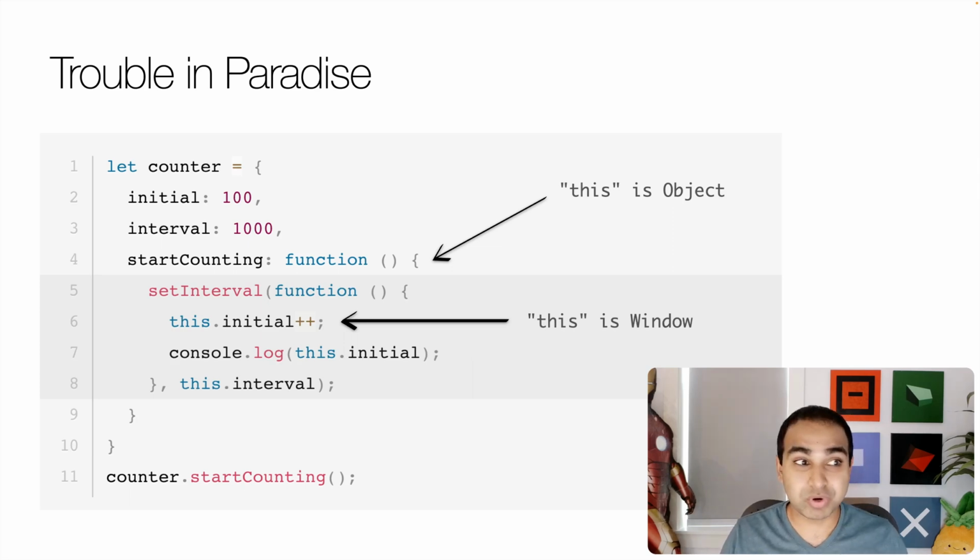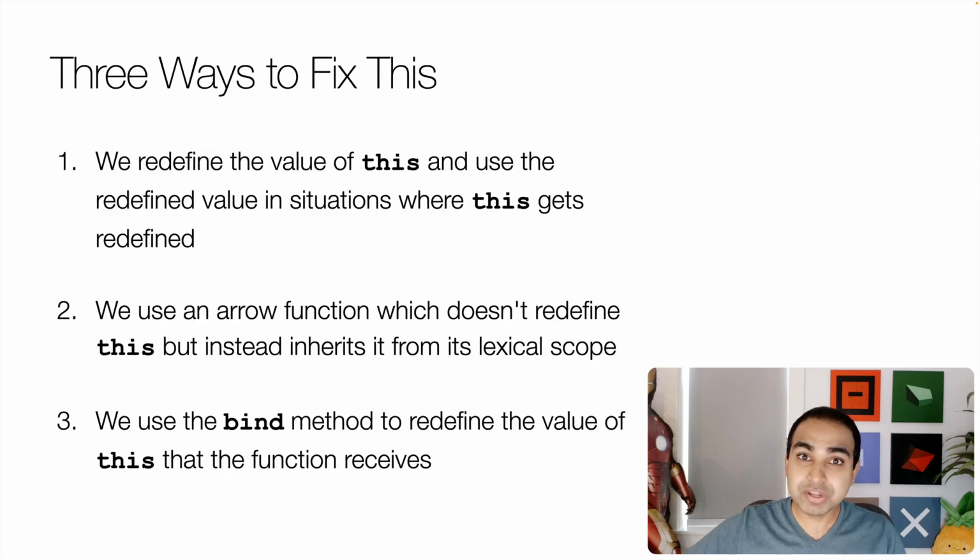Now, how do we work around this? There are three ways we can fix this. One approach, which is more of the historical legacy approach, is we redefine the value of this and use the redefined value in situations where this gets redefined. I mean, if the function is looking for a property called this and setting it to a new value, let it do its thing, but let's just store the value of this somewhere else and use the stored value here. Essentially what we're doing, and look at the example, it'll make more sense.